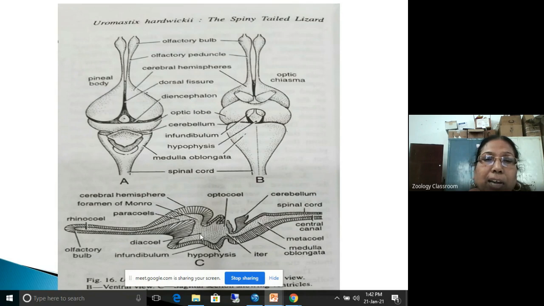Then the cavity of the diencephalon is called the diocele. The optic lobes' cavity is called the optocele. Then this narrow canal is called the iter, or aqueduct of Sylvius. And the medulla oblongata cavity is called the metacele. So only olfactory bulbs are present here, but in this also the brain is not well developed.